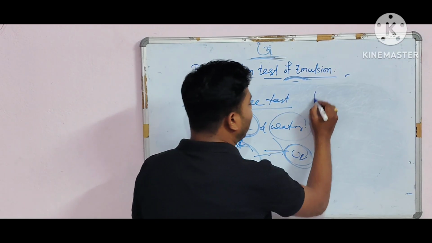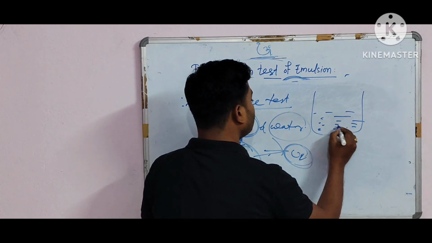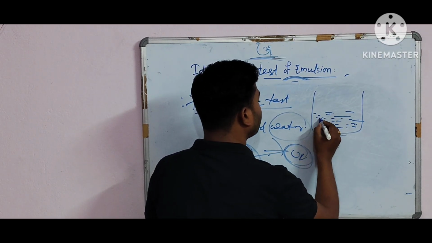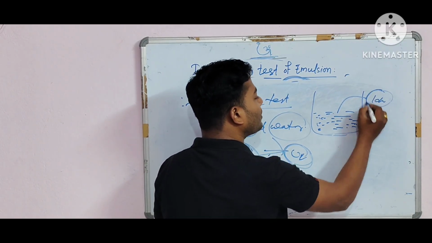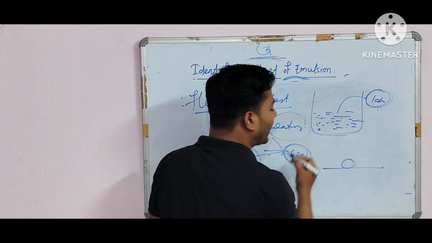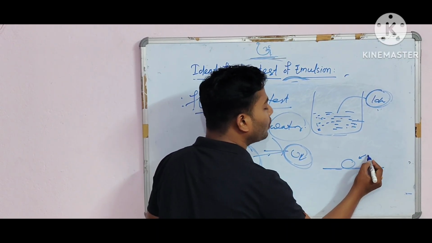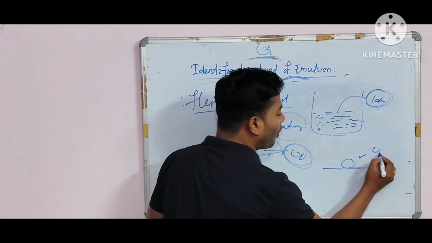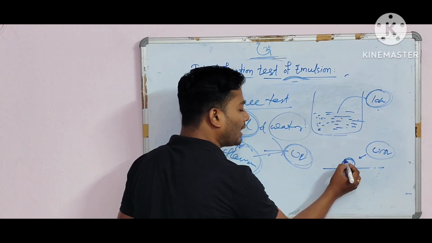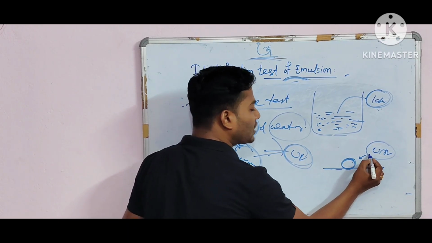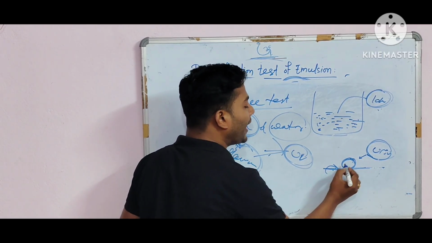Clear? So if I don't know which type of emulsion is in this beaker, you have to take some sample, that is one drop, and place it on a microscopic slide. At that time you have to pass some ultraviolet ray. When the drop of emulsion sample comes in contact with the ultraviolet ray, you have to examine it under the microscope.